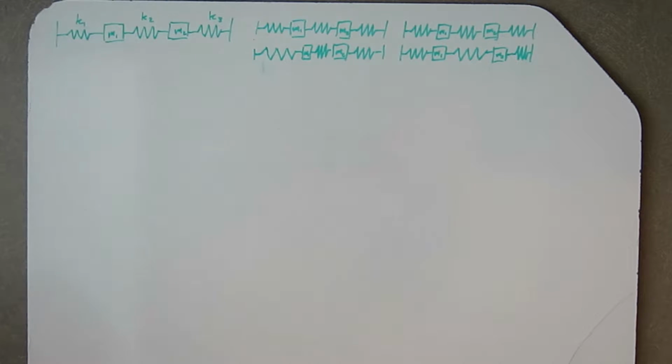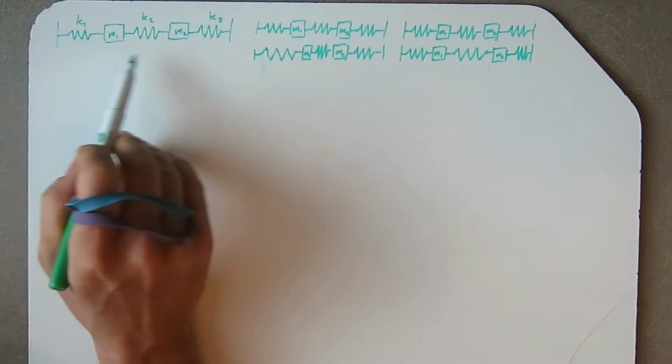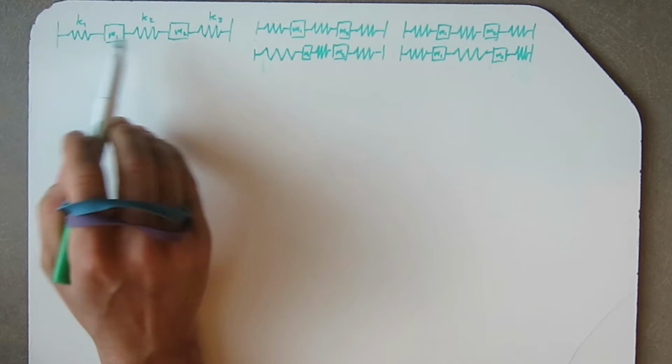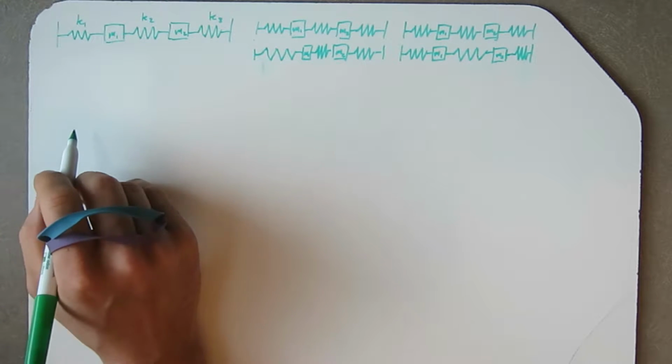I'm going to be presenting the solution to the last problem on the first homework set. So in this problem, we're given a system of masses and springs, and we are asked to find the equations of motion. So here I have drawn the system that we're given, 2 masses, 3 springs.